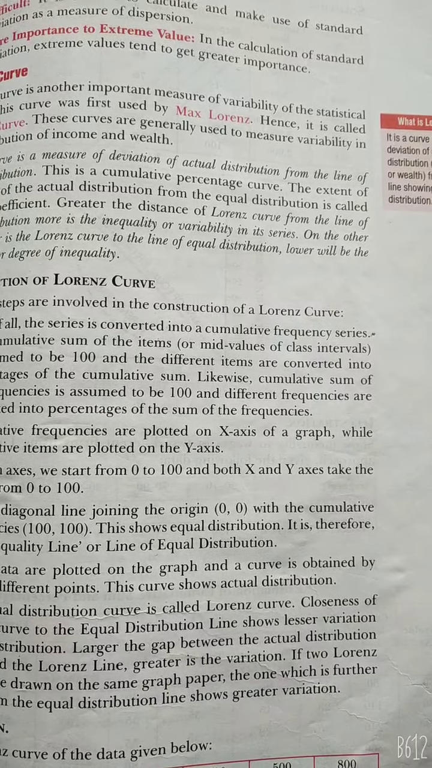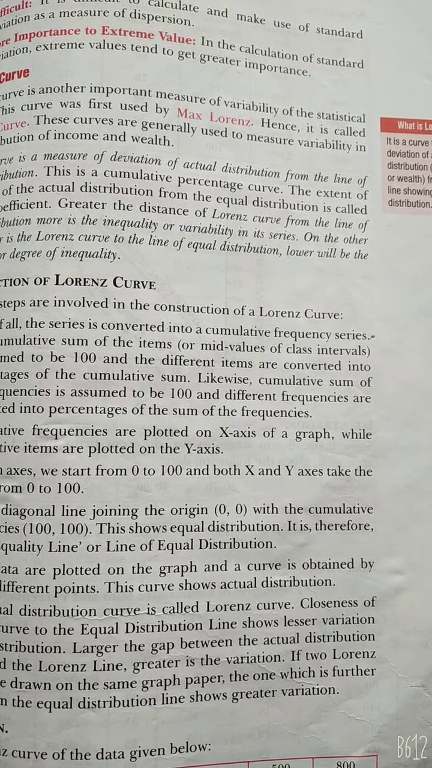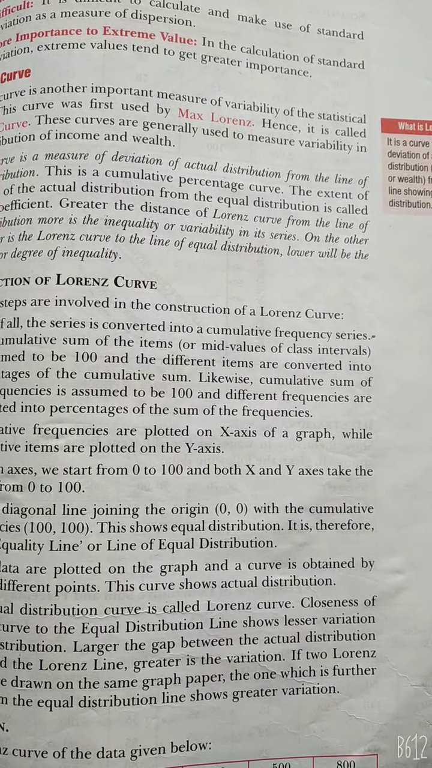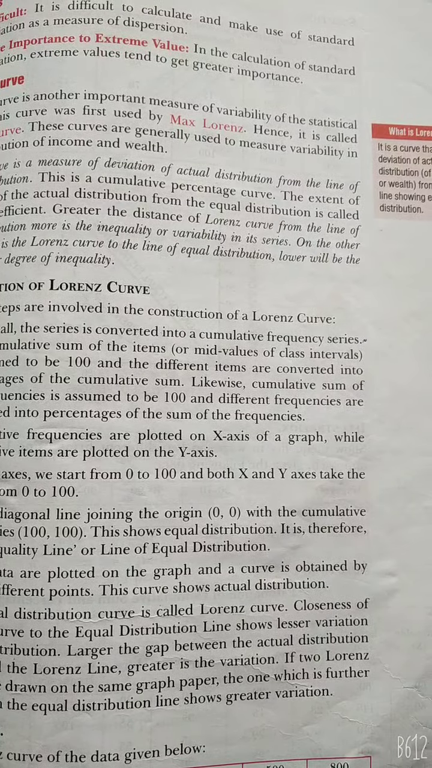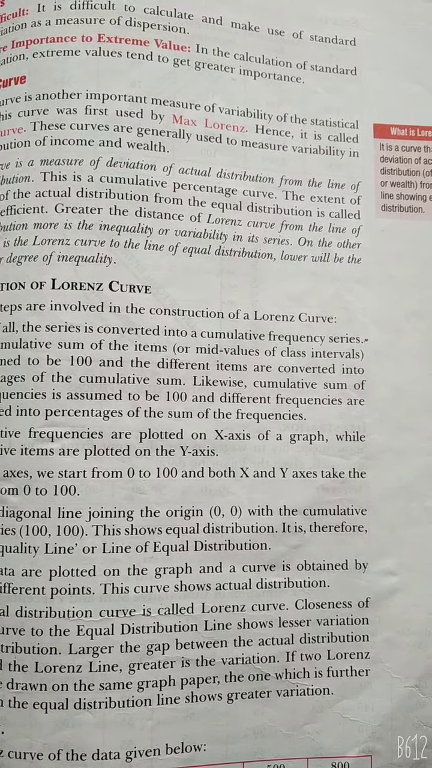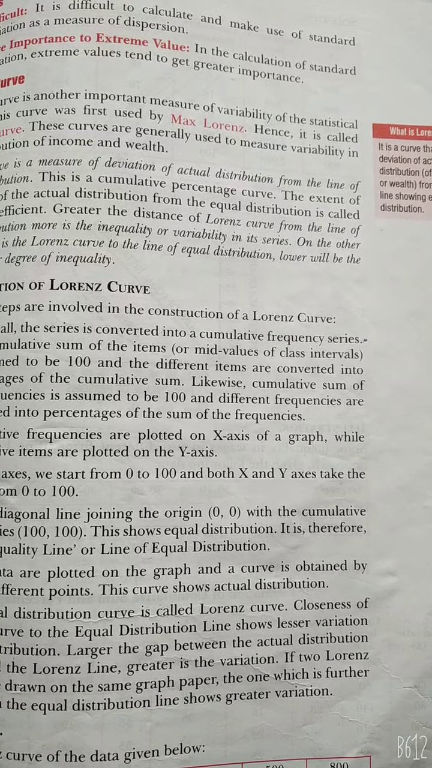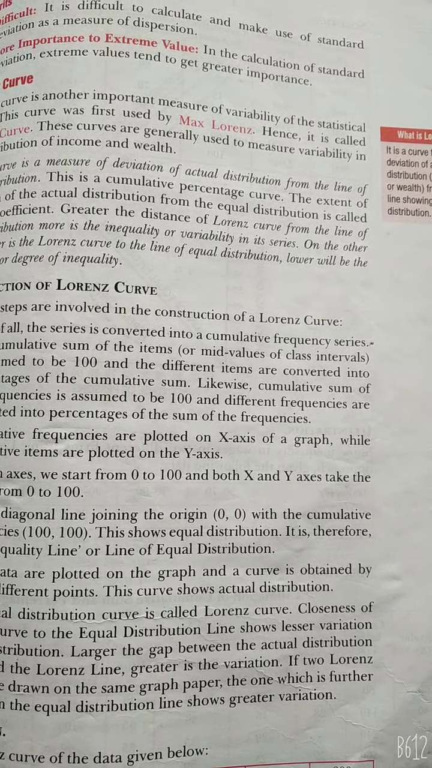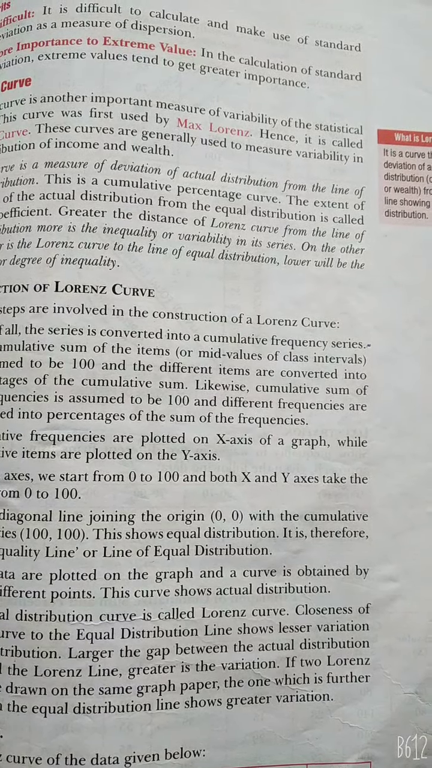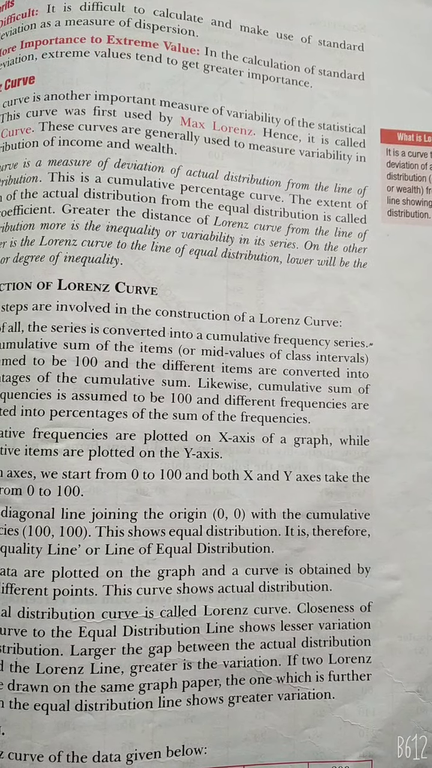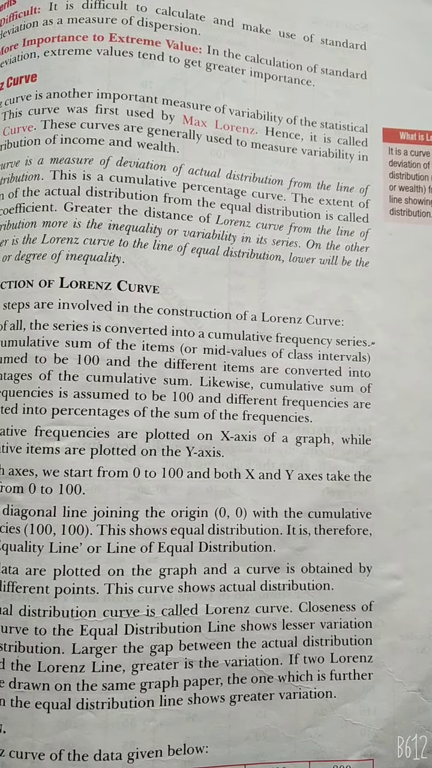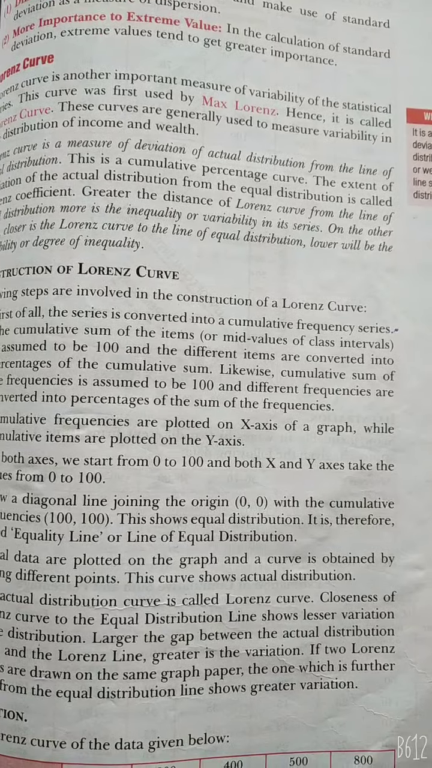Next, plot the cumulative percentages of these two variables along the x-axis and y-axis, that is, the cumulative percentage of the variable on the y-axis and the cumulative percentage of frequency on the x-axis. Next, draw a line joining coordinate 0,0 with 100,100. This is called the line of equal distribution.